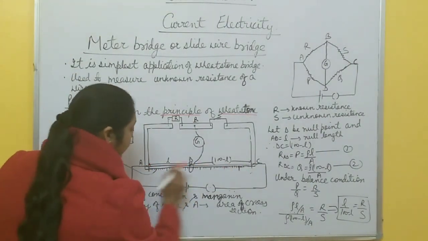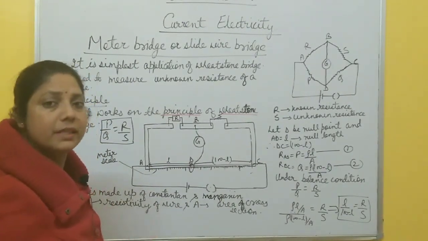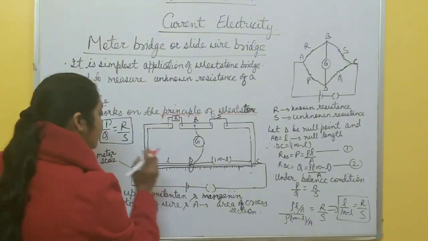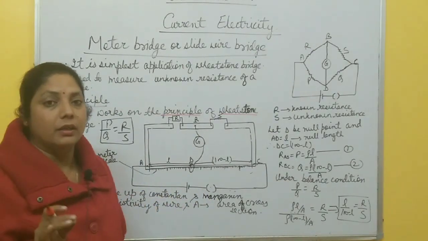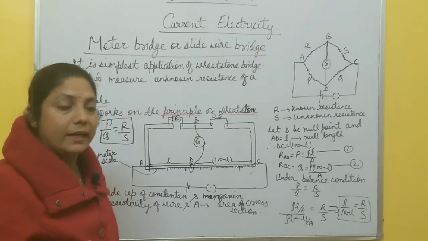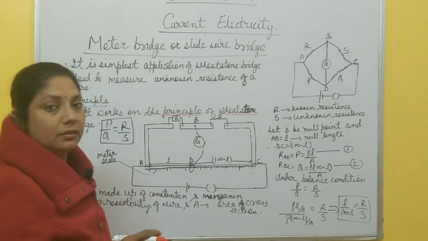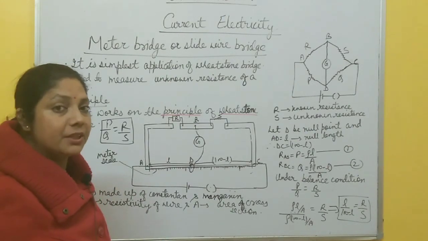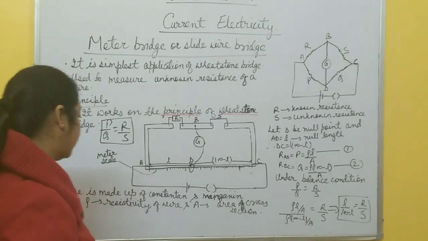Suppose between A and C, one wire is connected and it is of 1 meter length, or you can say 100 centimeter. And this wire is made up of Constantan or manganese type alloy, because these alloys are temperature independent. So if current flows through this wire, it does not heat up, and its resistance remains constant, right?